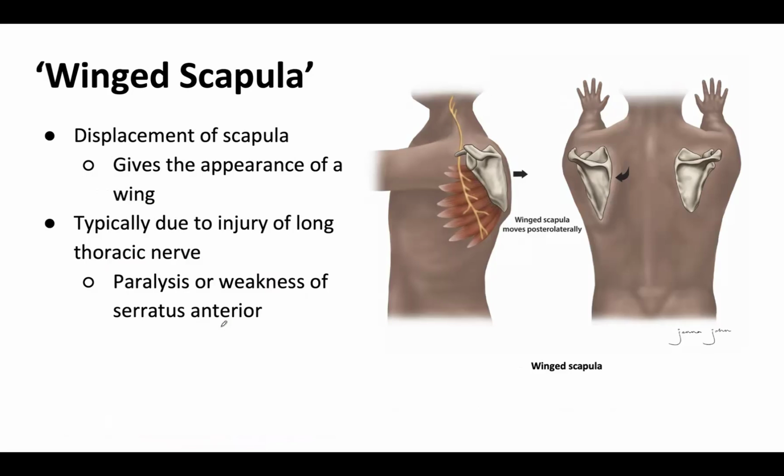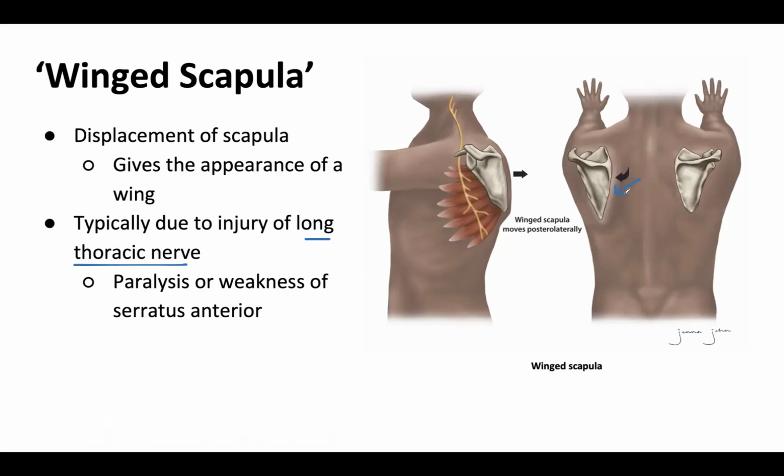And so what happens with a winged scapula is that the scapula gets displaced. And it generally gives this appearance of a wing, particularly in comparison to the non-injured side. There can be different causes of a winged scapula. Injury to that long thoracic nerve is one of the more common, which would cause paralysis or weakness to the serratus anterior and thus would cause a displacement of the scapula.